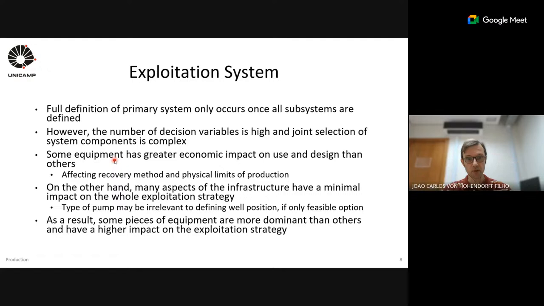But on the other hand, other components of the infrastructure have a minimal impact. For example, the kind of pump, a rotary pump or a screw pump. Maybe it cannot be relevant if I think, for example, of the well position. Okay, maybe it's not. So what is the idea? In terms of optimization, it's important to consider for the optimization the equipment that is more relevant for your exploitation strategy.